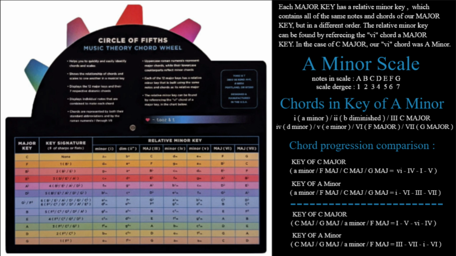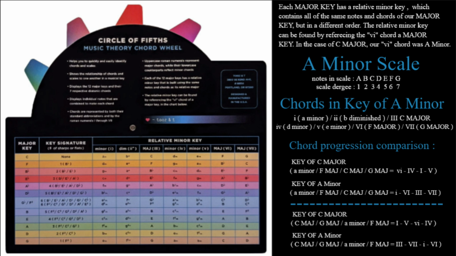So if we reflect on the chord progressions we built in C major on the front of the wheel, we will recall that our sixth chord was the A minor, so the relative key to our C major key will be the key of A minor. So if we were to write out our A minor scale now, we would see it goes A, B, C, D, E, F, and G.